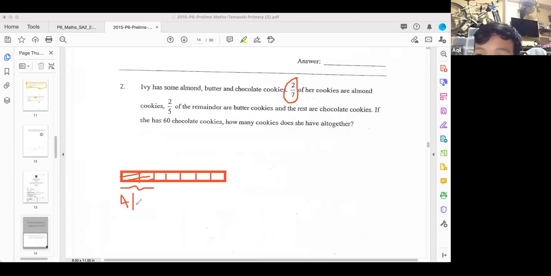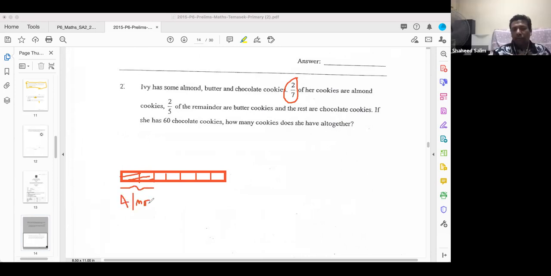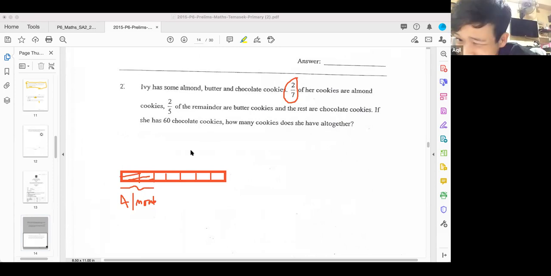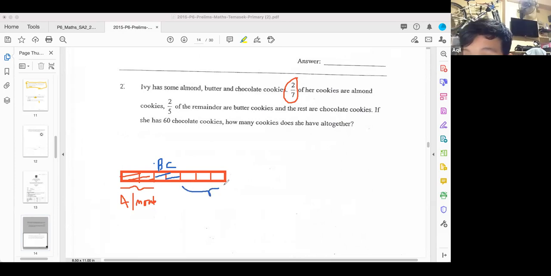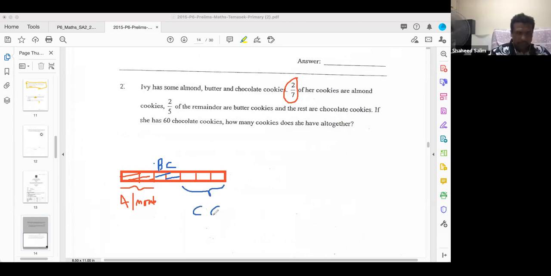Hold on. Of the remainder. The remainder is 5. So 2/5 are butter cookies. So this one is butter cookies, we put BC. Butter cookies. And then the rest are chocolate cookies. It has 80 cookies.